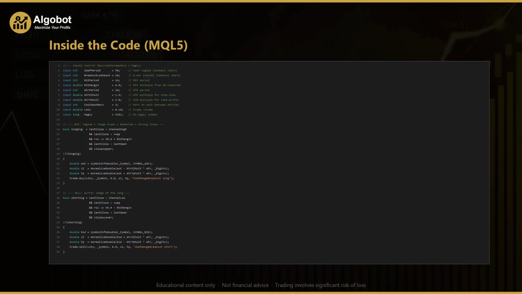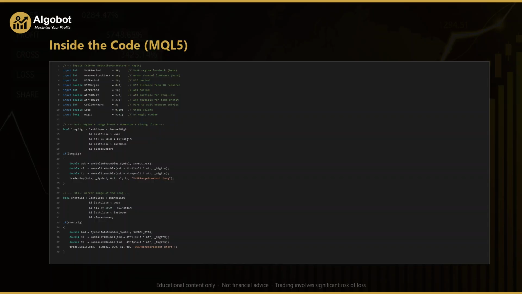Below that is the long signal block. The Boolean long sig is true only when every part lines up. Last close is above channel high. Last close is above VWAP. The RSI is at or above 50 plus the RSI margin. Last close is above last open, so the candle is bullish, and closes upper confirms a strong close near the high.